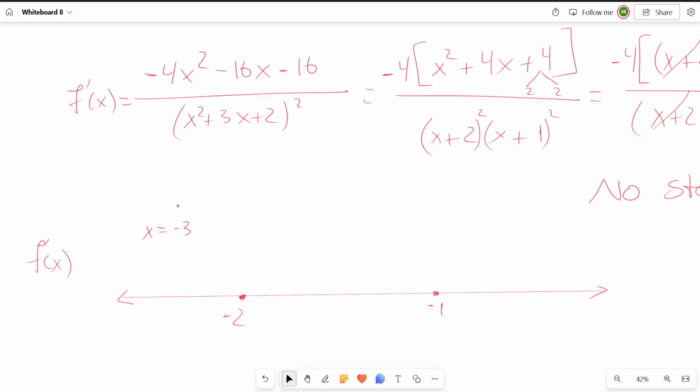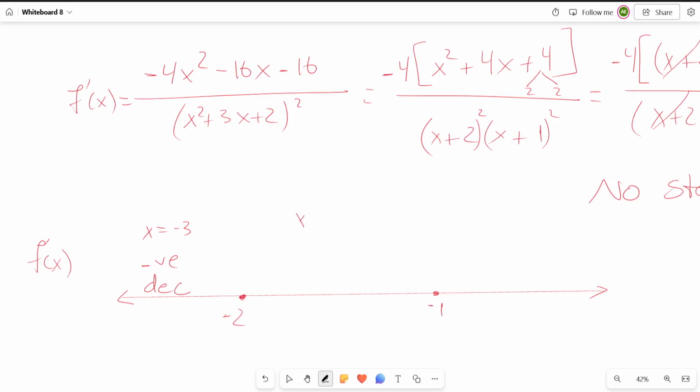And when I do that, it's going to be negative 4 times 3 squared minus 16 times 3 minus 16 over minus 3 squared plus 3 into minus 3 plus 2 all squared. This is going to give me a negative answer. So my f dash of x is negative in this interval, meaning that my function is decreasing in this interval.